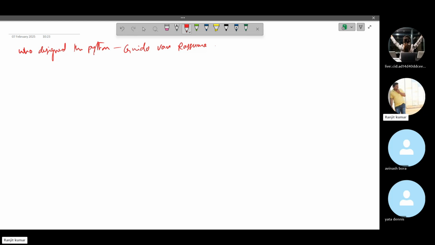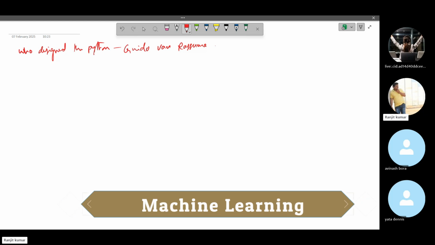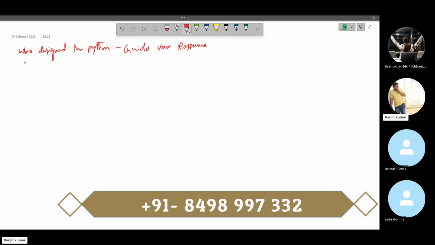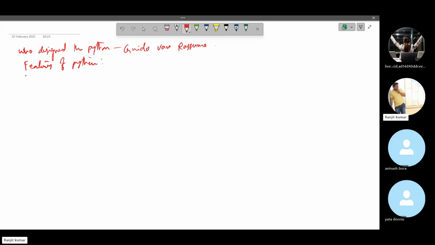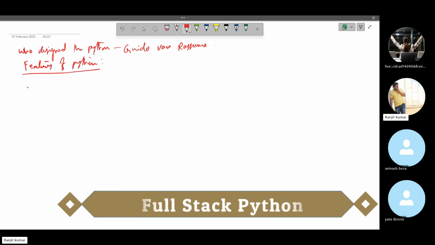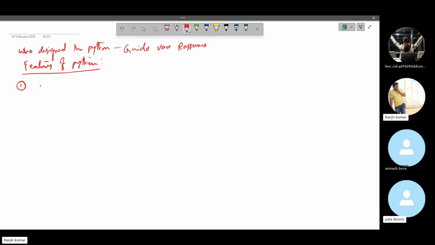Well, come to the point. What are the special features of Python? What are the features of Python? It is dynamic. First point, a very, very important point. This point is not comparable to other programming languages because this is a unique point. It's dynamic.